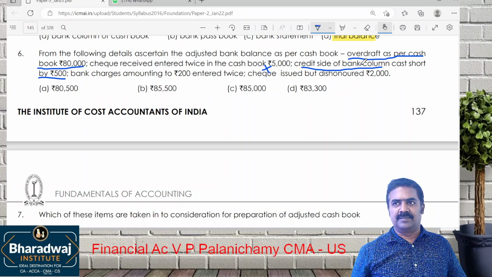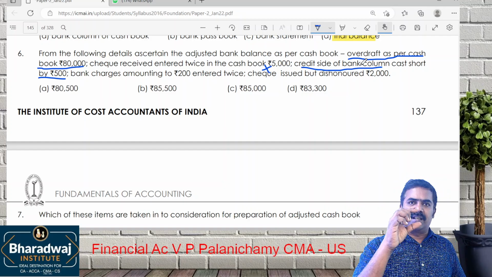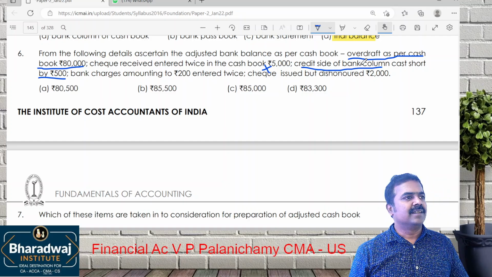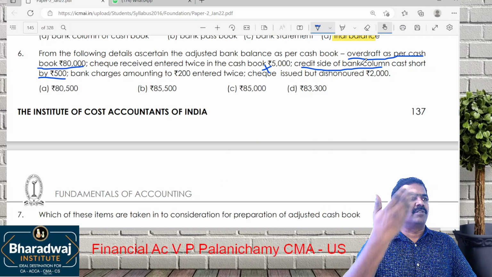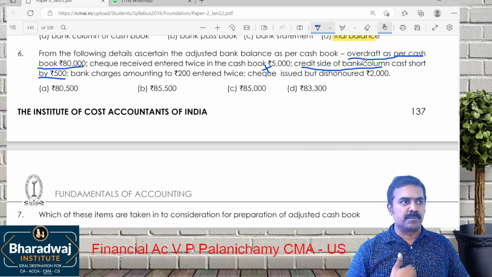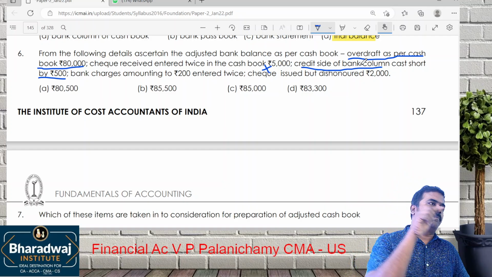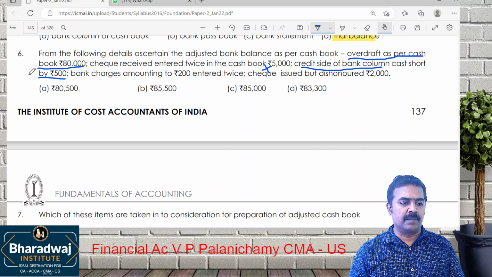Think. Payment side, we have entered a lesser amount. Because of this, what happened? Since we entered less on the payment side, the cash book balance will be more. We want the passbook balance. What to do? Minus. But OD is the starting point, so add.